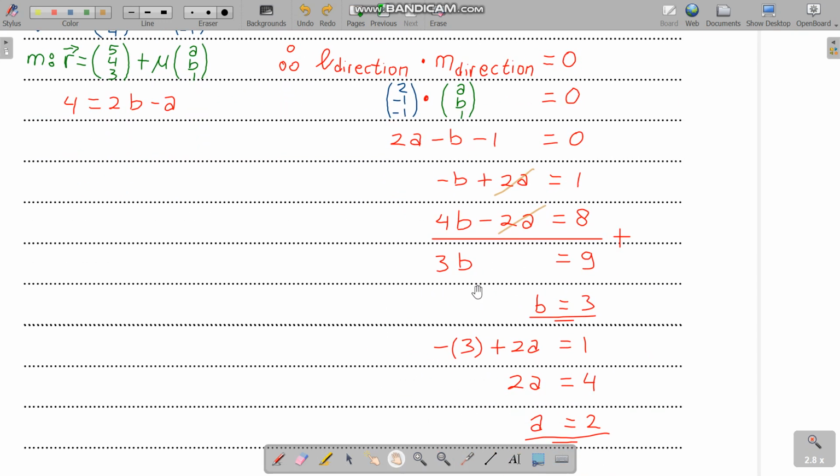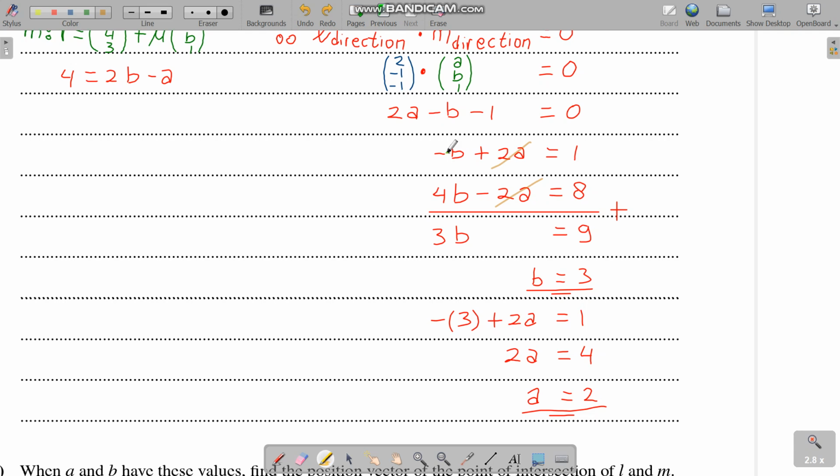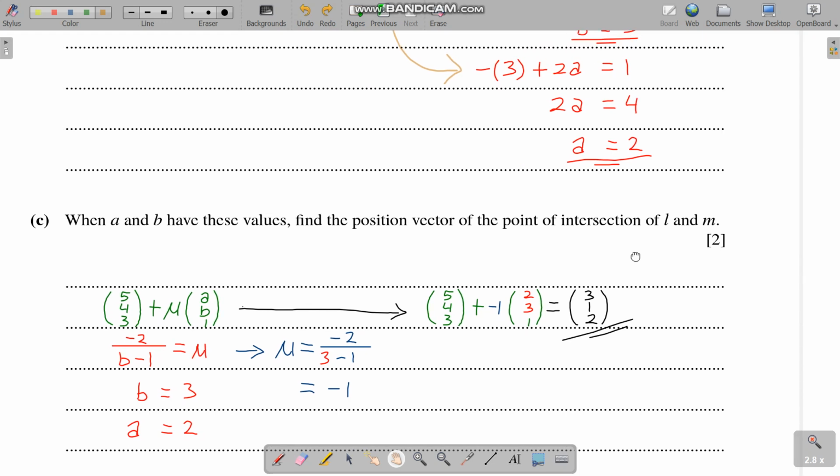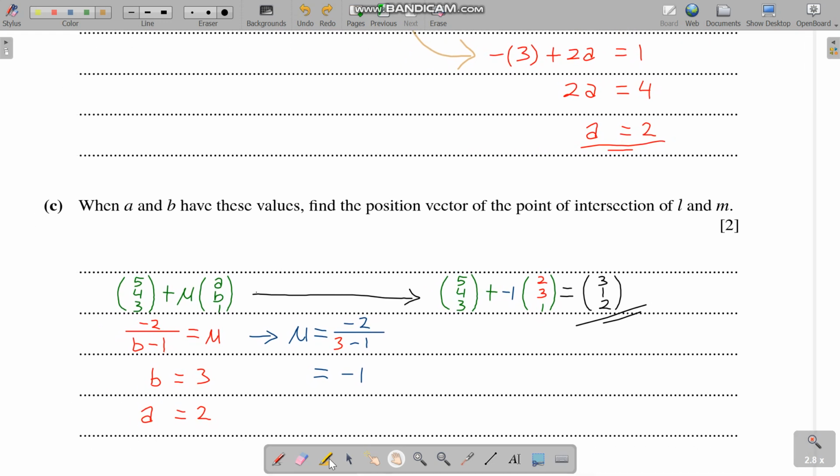To find a, we can just use one of the equations here. I'm just using this equation, replace the b with 3, and we get the value of a. When a and b have these values, find the position vector of the intersection. So previously, we know this is one of the line equations. We are using this line equation because in the previous working, we already know mu in terms of b. And from the previous question again, we have the values of a and b.